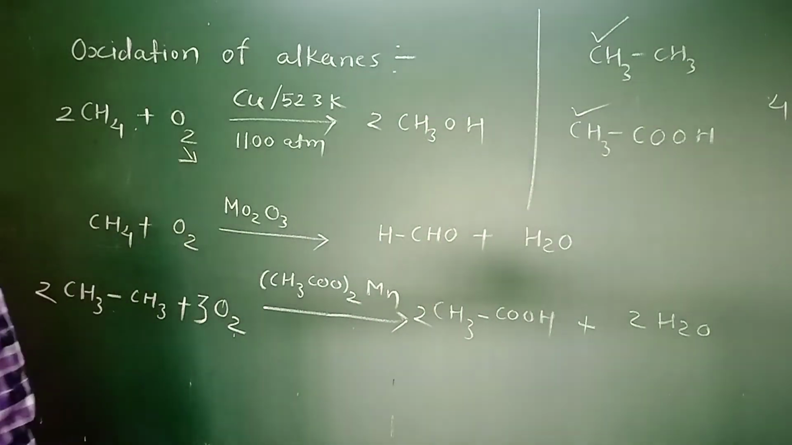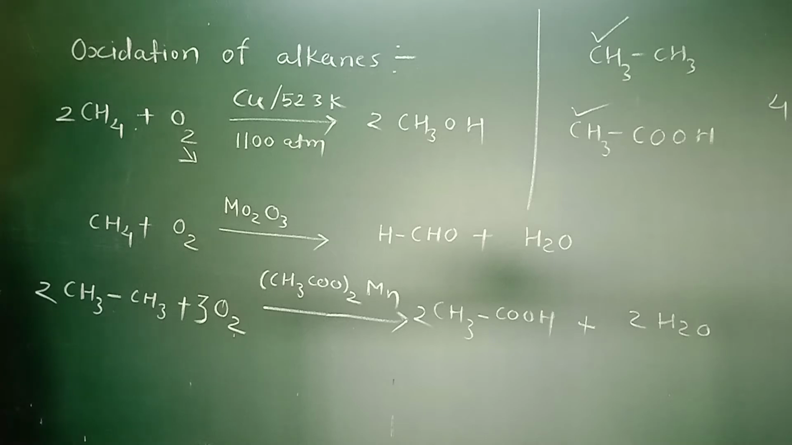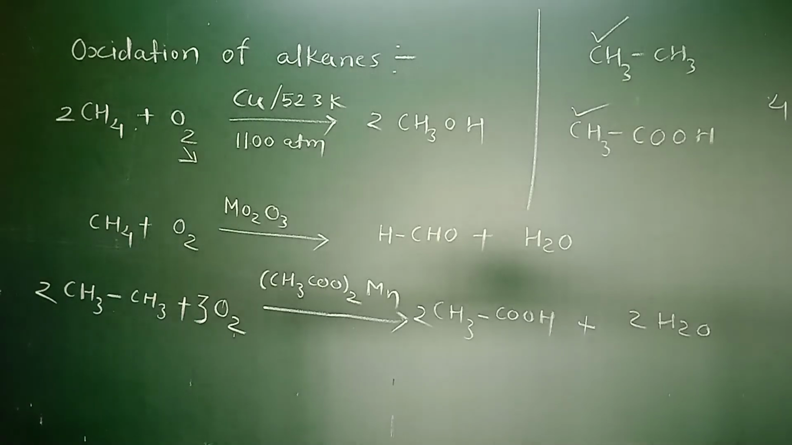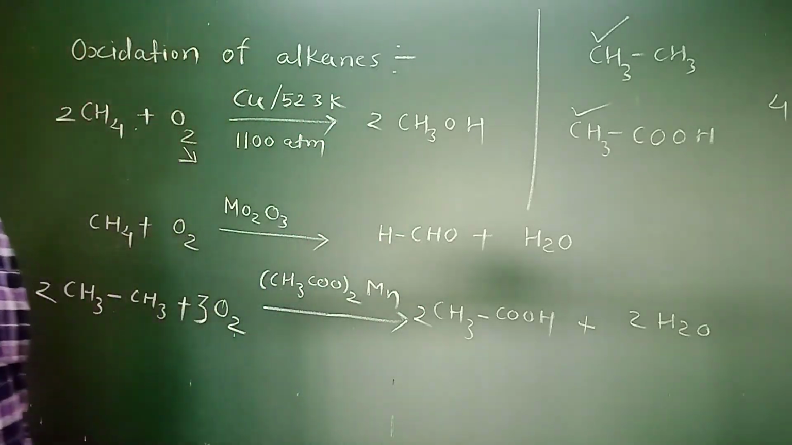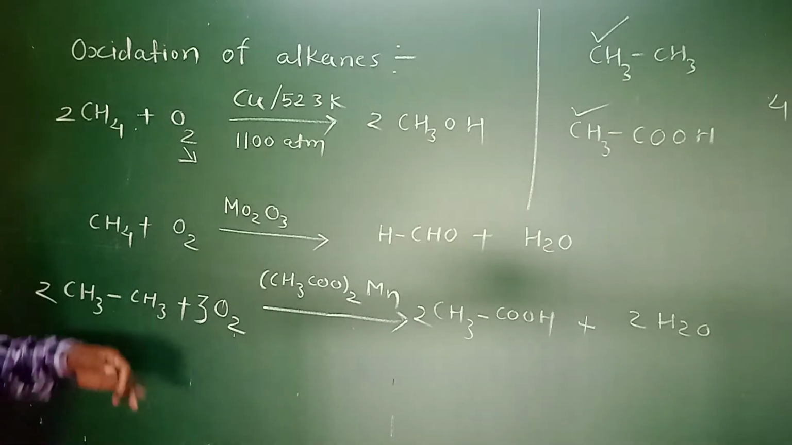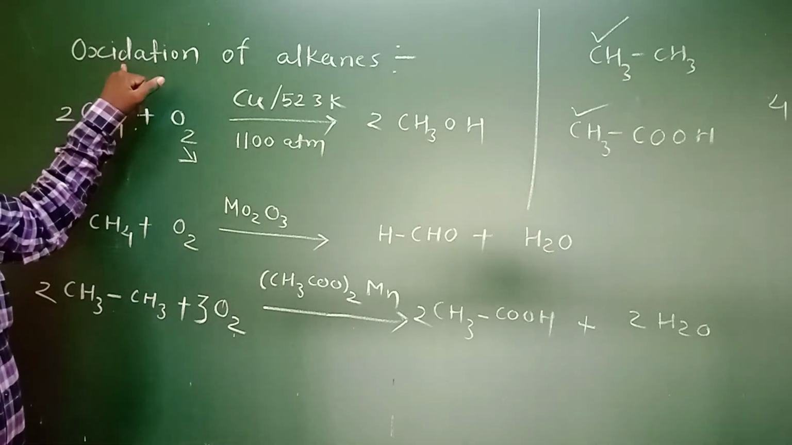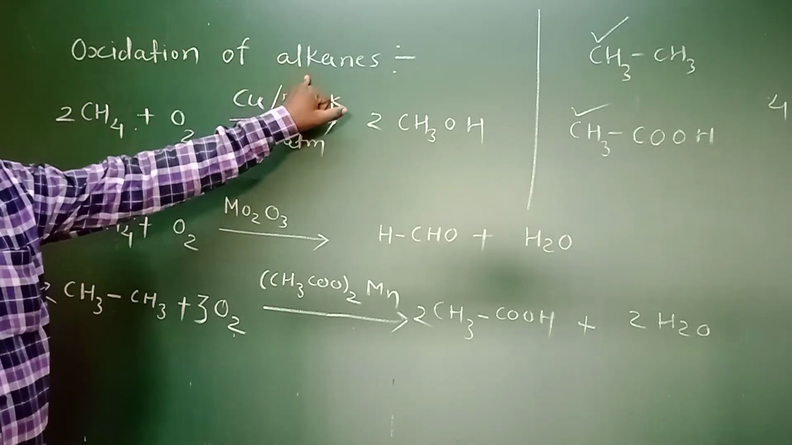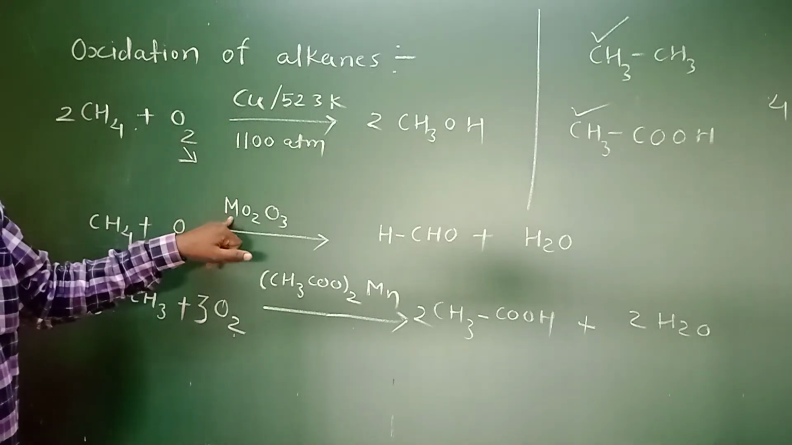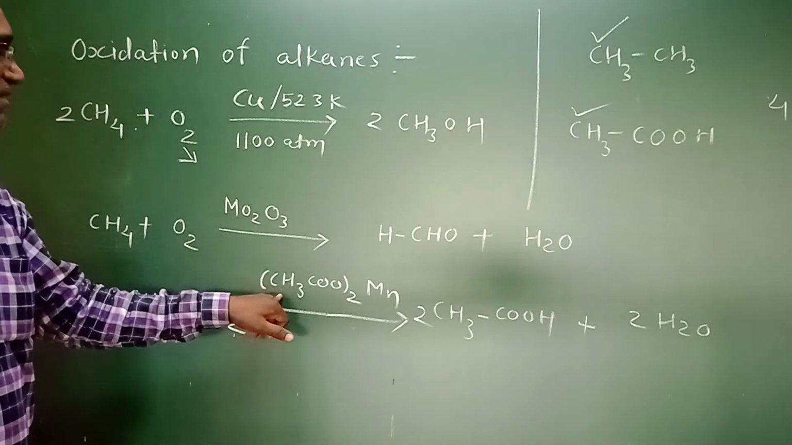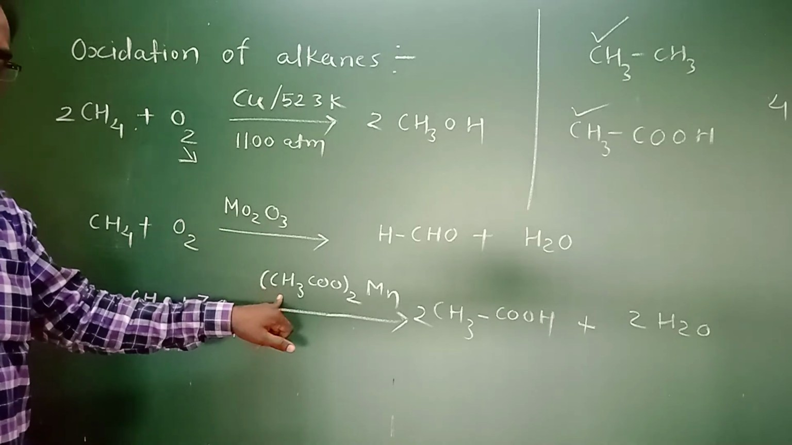Before that, we learned about the oxidation of alkane, but that reaction was combustion of alkanes, and the product of that reaction was CO2 and H2O. In this way, we can do the oxidation of alkane in different ways: by using combustion, by using Cu, by using molybdenum oxide, and by using manganese diacetate.